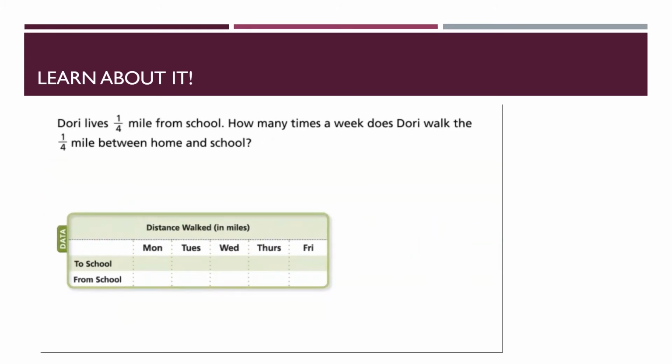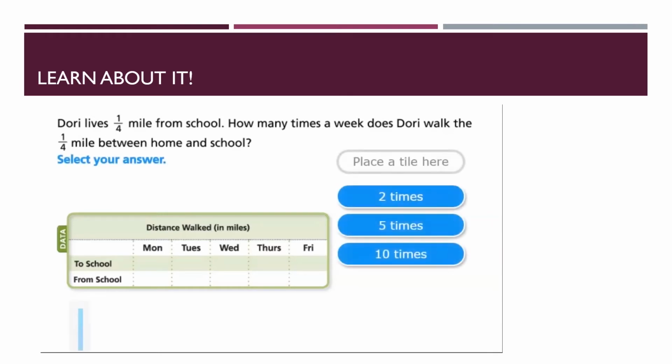Dory lives 1/4 mile from school. How many times a week does Dory walk the 1/4 mile between home and school? Select your answer. Okay, so clearly Dory is not social distancing right now, and she is going to school. Let's see how many days. Monday, Tuesday, Wednesday, Thursday, Friday. 5 days.